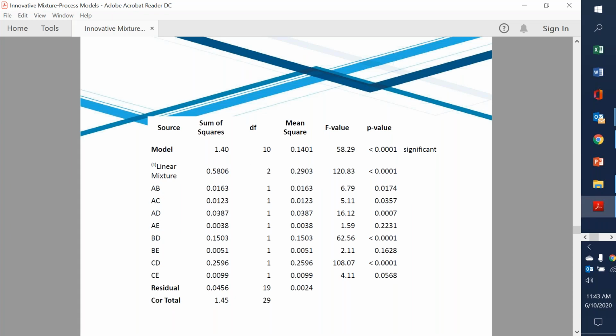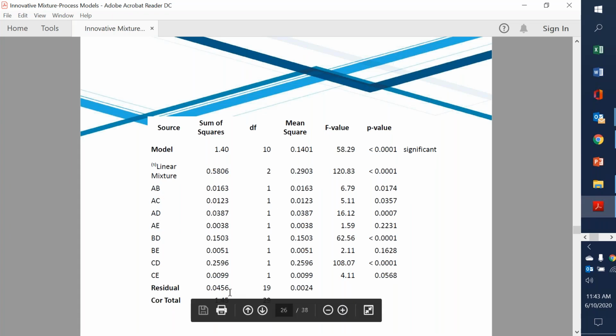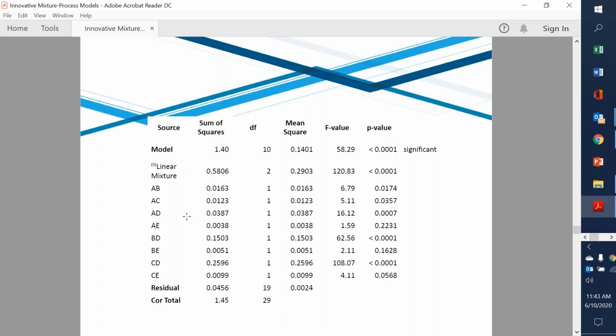Here it is in Design Expert. So going through, we've got the structure, okay? So that's the pure blends, A, B, and C. D is the number of items variable. E is the test plan, categorical variable.